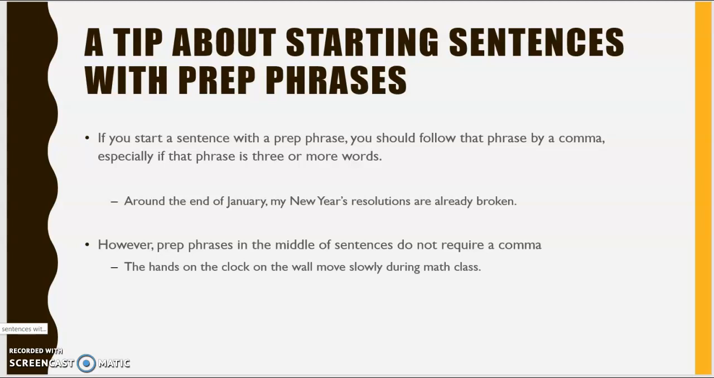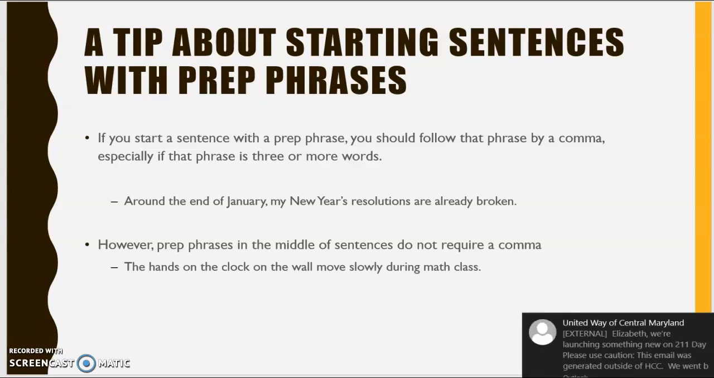If you start a sentence with a prepositional phrase, you should follow that phrase with a comma, especially if that phrase is 3 or more words. So, around the end of January, that's 2 prep phrases, right? Around the end is one, and of January is a second. So a comma goes after that.